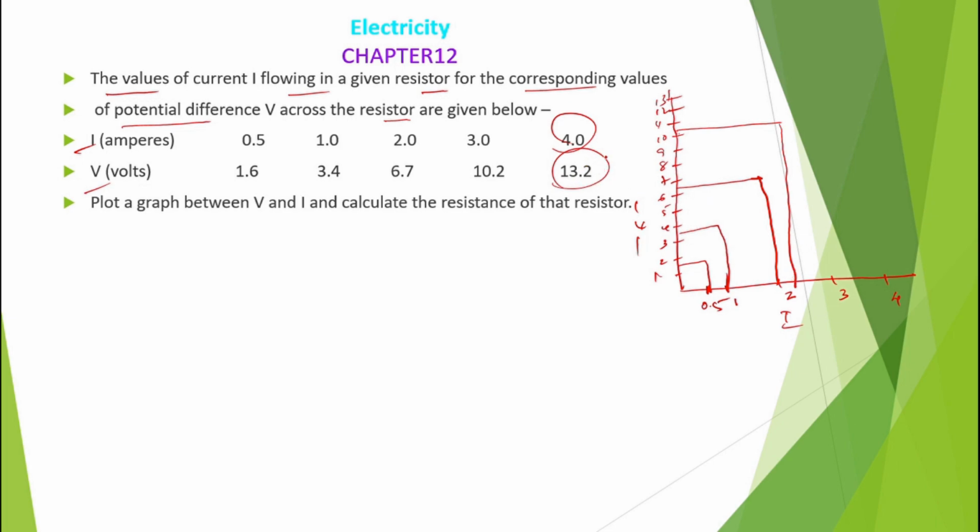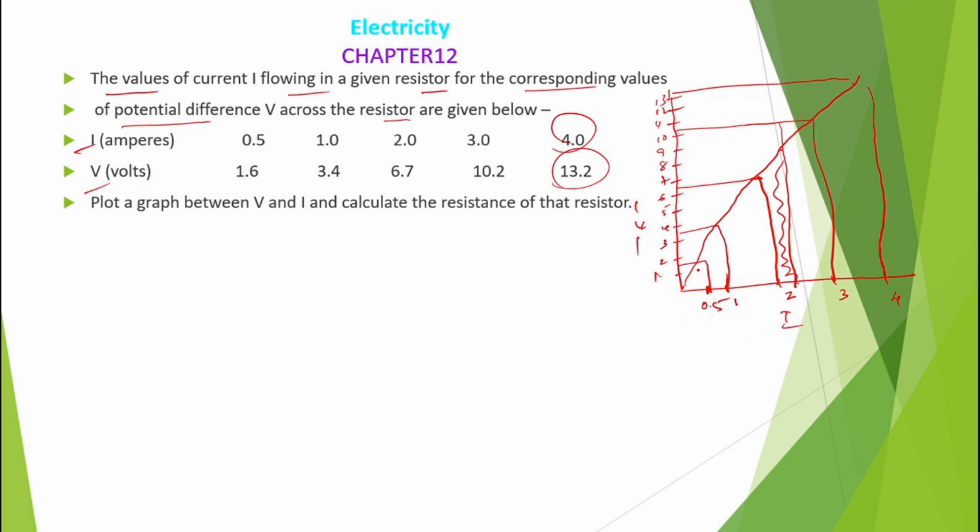And 4, no, 3 means up to here, not this. 3, 10.2 and 4, 13.2, approximate, here it will come. So if you join this, you will get a straight line.